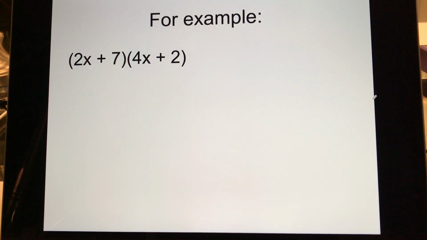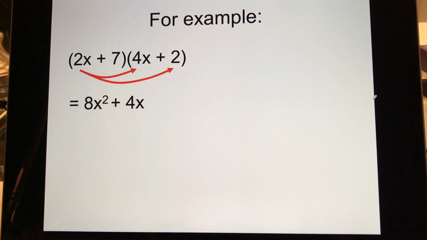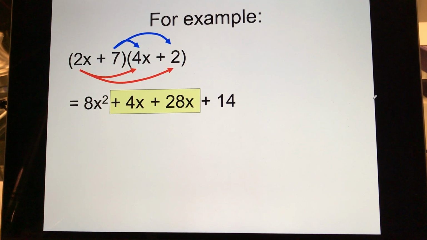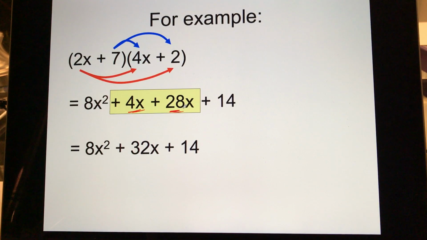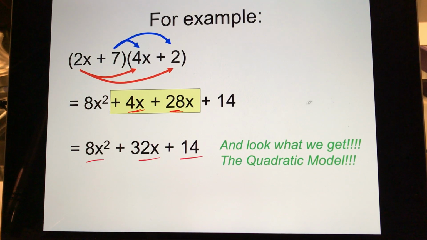So next example here, 2x plus 7 times 4x plus 2. I'm going to multiply the first, so 2x times 4x, 8x squared. I'm going to multiply the outsides, so 2 times 2x is 4x. I'm going to multiply the insides, 7 times 4x, 28x. And I'm going to multiply the last. 7 times 2 is 14. Now if I look at that expression, I notice that the inner two terms are like terms. The 4x and the 28x, they can be added together. So when I do that, I get 8x squared plus 32x plus 14.